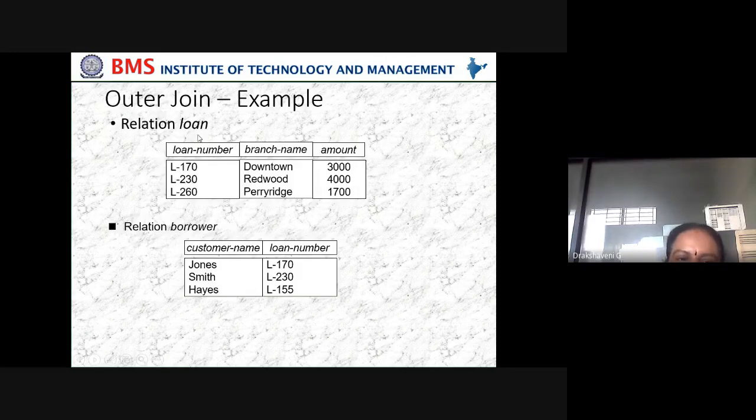Now in the loan table, in the loan relation, what do I have? Loan number, branch name, then amount. In the borrower table, I have borrower name and loan number. So that's what here in outer join: we have loan number, branch name and amount, and in the same way in borrower, customer name and loan number.